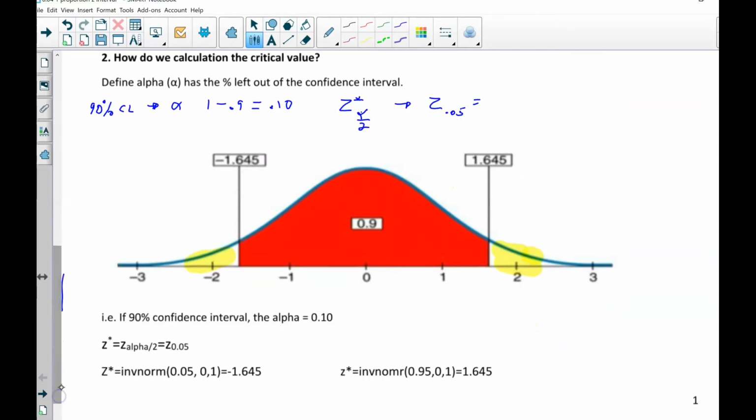To get the critical value at that point, you're going to do inverse norm in your calculator, again with the mean of 0 and a standard deviation of 1. And when you do that, you get 1.645. This is a common one, so this is the value you should actually use. Don't round it.